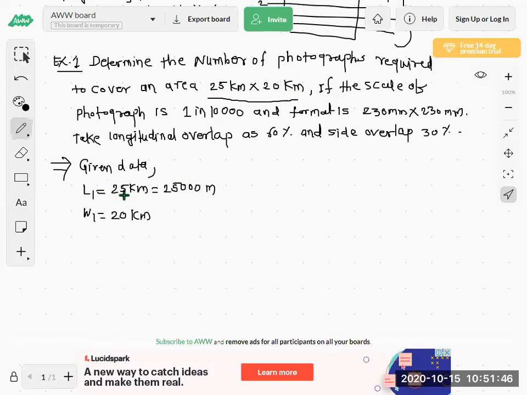So here L1 is the 25 kilometer, is nothing but 25,000 meter, and W1 is the 20 kilometer, is nothing but 20,000 meter. Are you getting? This is our land area.